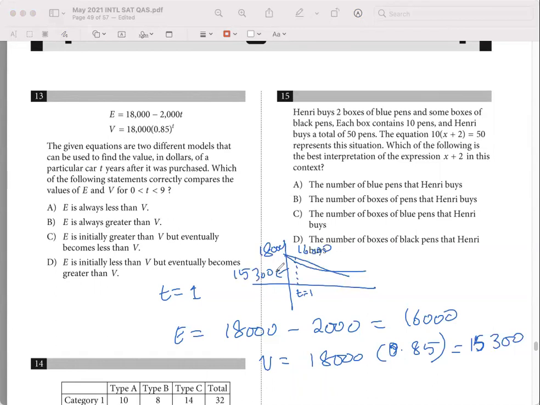Okay. What about, let's take a bigger value. Let's say t is equal to 5, right? So let me write here, E is 18,000 minus 10,000. So that's 8,000, right? When we take t as 5. And V is 18,000 times 0.85 to the power 5, right? So what is that going to be?